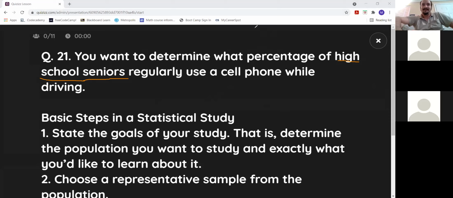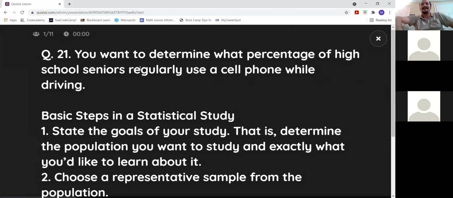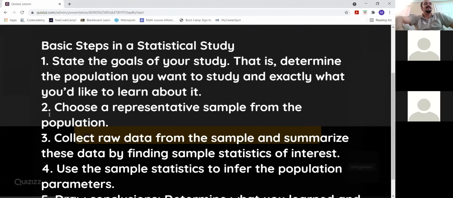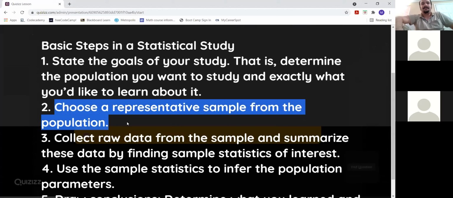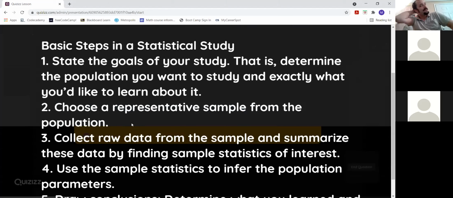Depending where you go, you're probably going to be relying upon voluntary people to voluntarily admit that they're doing it. So you're probably not going to get everyone, and they're probably not going to want to answer you on that one, right? So you're probably not going to interview every last high school senior in your school. You'll probably select a sample somehow. So choose a representative sample from the population. So how would you choose a representative sample?